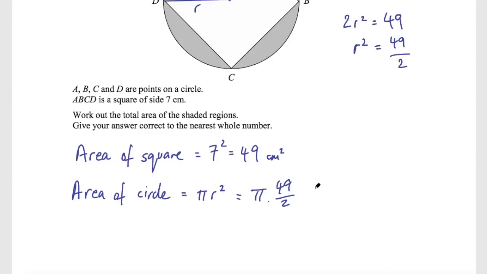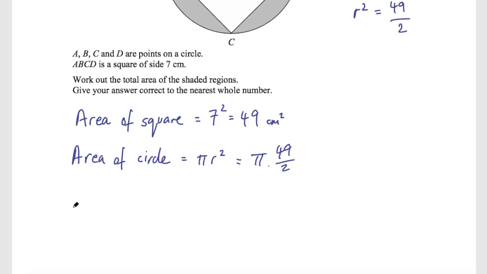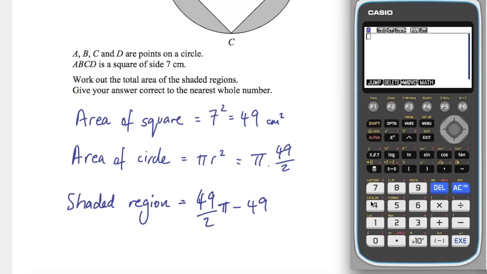Okay, and to find the shaded region, we need to take the area of the circle and subtract the area of the square. So the shaded region is going to be 49 on 2 pi minus 49, and so we can put that straight into a calculator. So let's do that as 49 on 2 times pi.